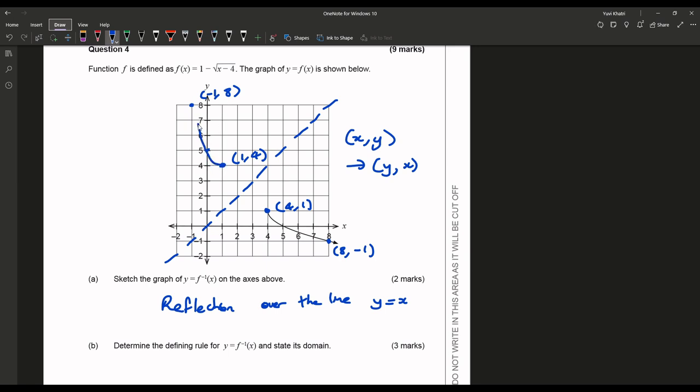And we will draw that in. Probably should have drawn this better, but you get the idea. And obviously we're going to label this, so this is y equals f inverse of x. That is part A done.